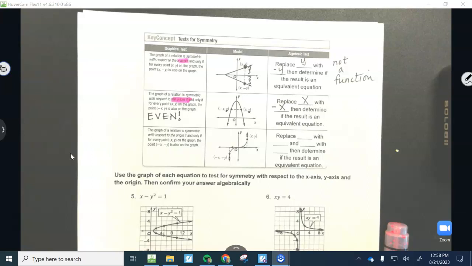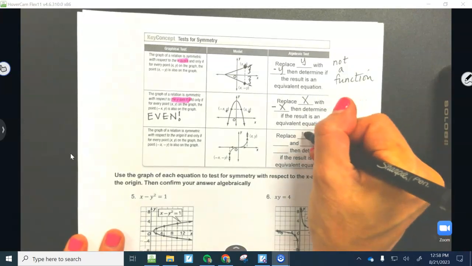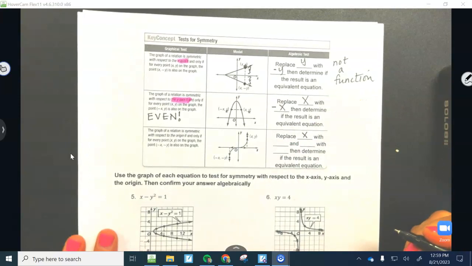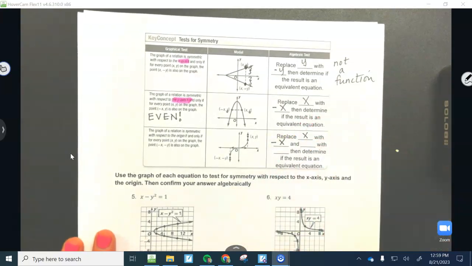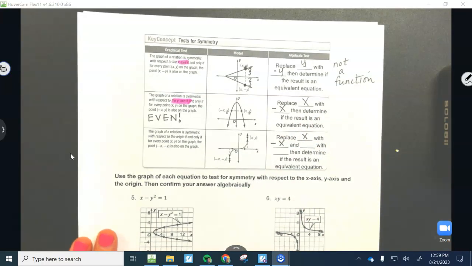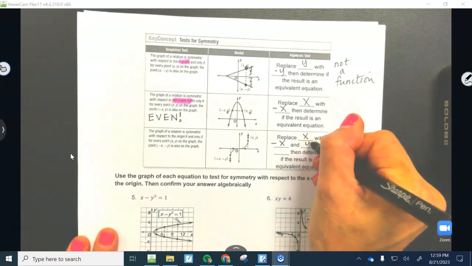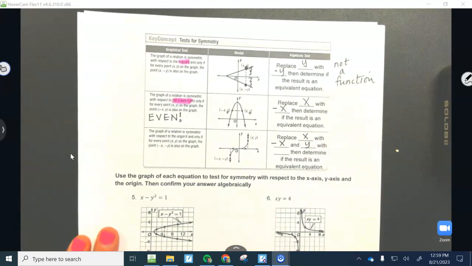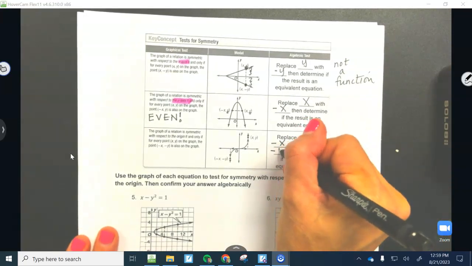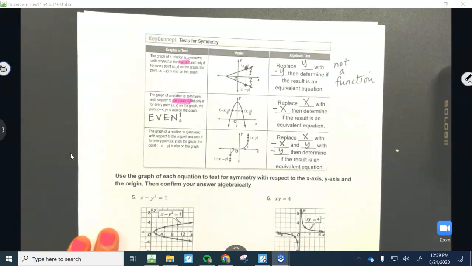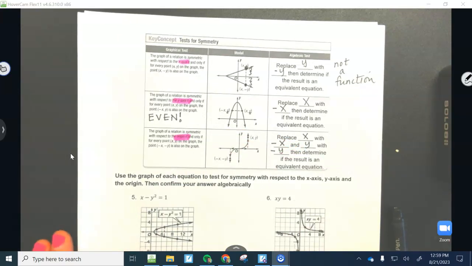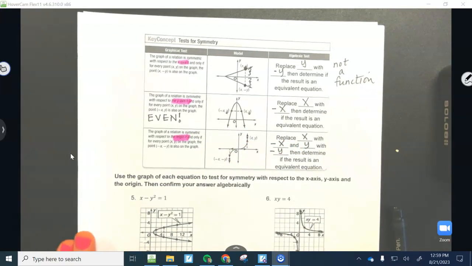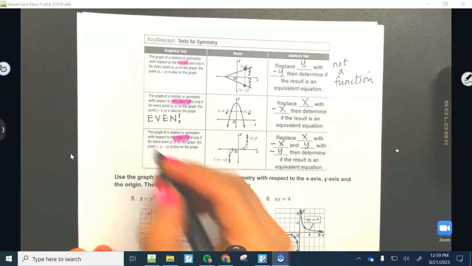Last one. If I take my original input and replace it with the exact opposite, and my original output turns into the exact opposite, then it's symmetrical about the origin, which is also odd, which is over there in green, guys. So this is odd.